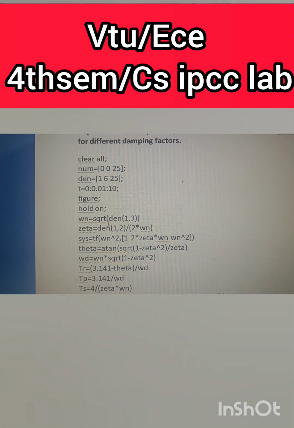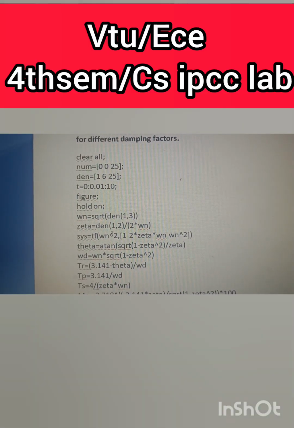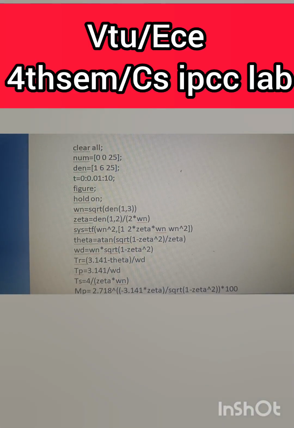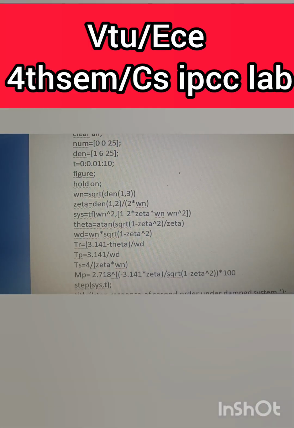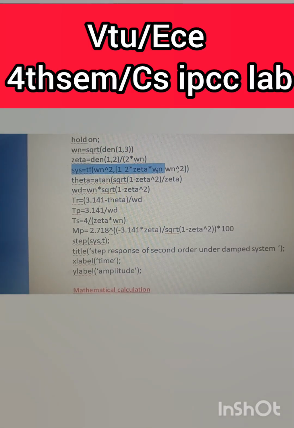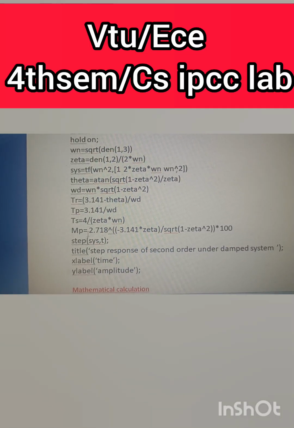So this omega n is the square root of the denominator's third element, that is 25. Then the zeta value, that is the damping factor, is taken as denominator of 2 divided by 2 omega n. So like this we should start writing the system function. The transfer function is defined as omega n square over s square plus 2 zeta omega n s plus omega n square. So like this, start writing.